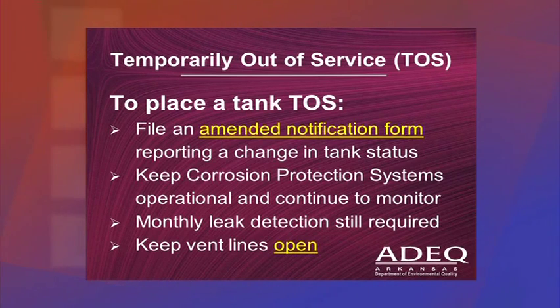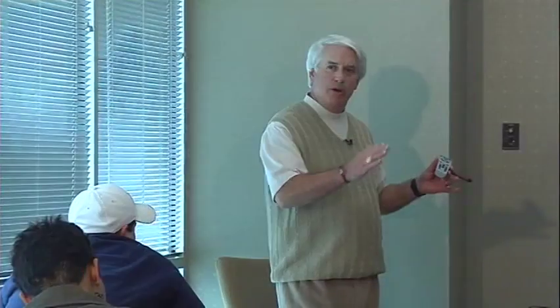Your monthly leak detection is still required. For a temporarily out of service tank, you have to keep the vent lines open. And how high do they have to be? 12 feet above the ground.